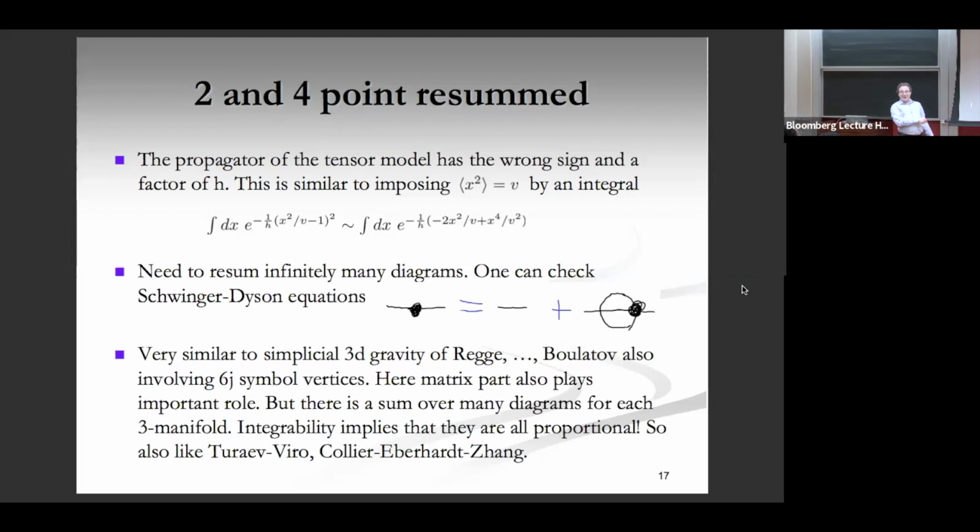And so it looks like if I did Feynman diagrams for this integral, the propagator will have a minus sign and a factor of h. But if I resum the diagrams, I will get the right answer, because it's the ordinary integral, or the correct answer is a solution to the Schwinger-Dyson equation, right? Which looks extremely simple for this integral. That's really the same logic that happens here.